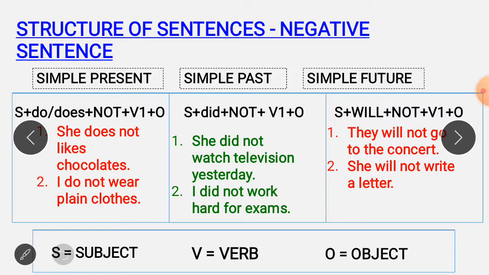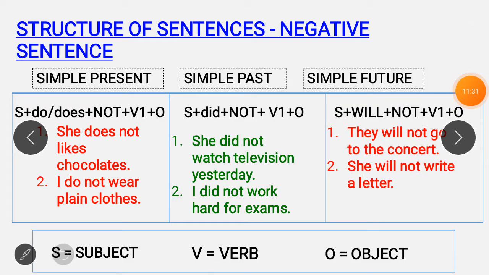Now we have simple future with us. The structure is subject plus will plus not plus the verb, which should be in its base form, plus the object. For example, they will not go to the concert. She will not write a letter.